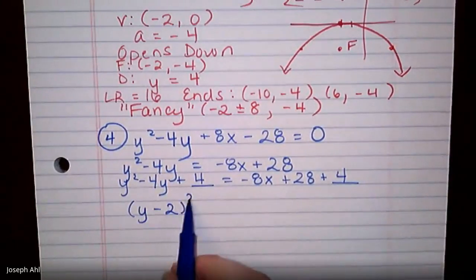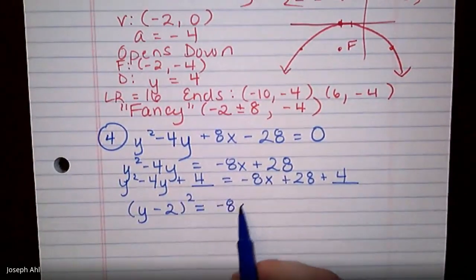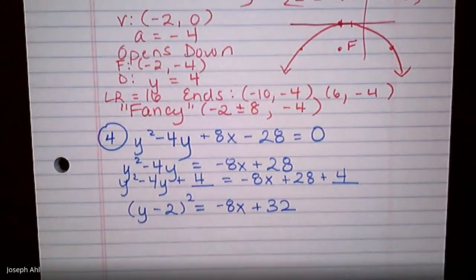This becomes y minus 2 squared equals negative 8x plus 32. Okay, and finally the last.